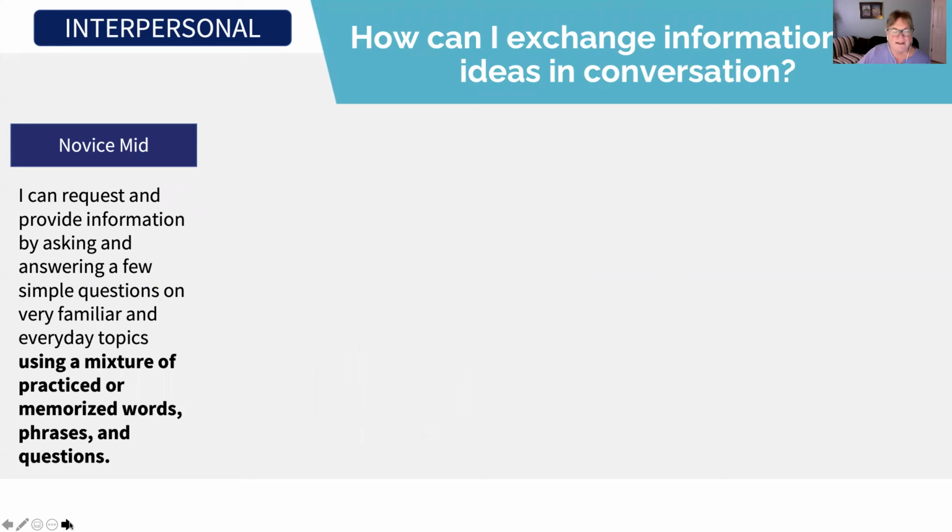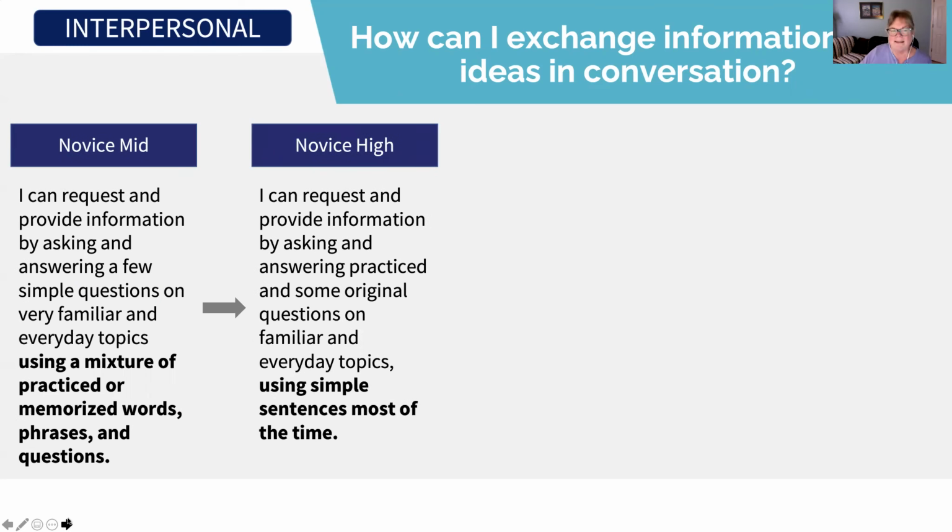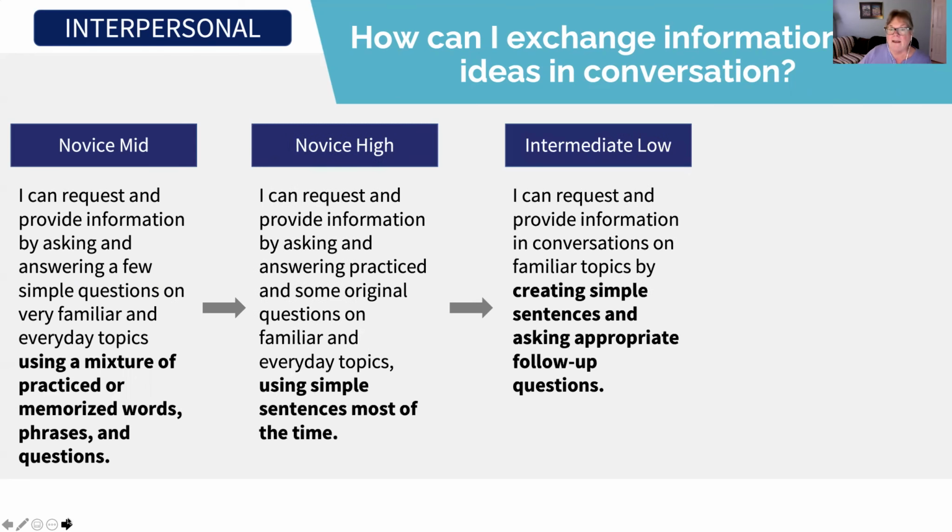So we know that it's possible to adapt by performance indicator. If you look at this particular performance indicator, interpersonal, exchanging information and ideas in conversation, the keywords are bolded. At novice mid, they take this information and they're using practiced and memorized words and phrases. By novice high, they're using simple sentences most of the time with these questions and familiar topics. By intermediate low, they are in conversation on topics, creating simple sentences and asking appropriate follow-up questions.